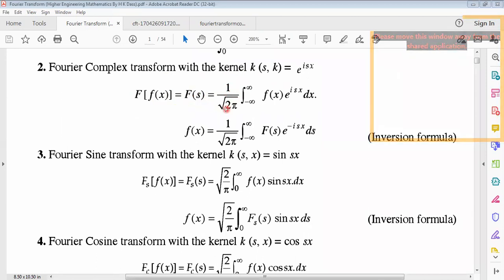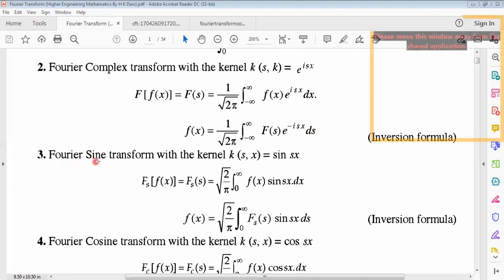This equals 1 by root over 2 pi, integration from minus infinity to plus infinity of f of x, the kernel e to the power isx. And if we want to find the inverse formula for the Fourier complex transform, then this f of x will be here and this f of s will be there, and integration will be with respect to s because the parameter changed. In the usual formula integration is with respect to x, but in the inverse formula integration will be with respect to the parameter s.